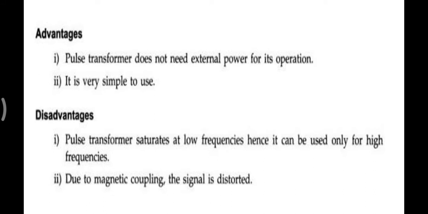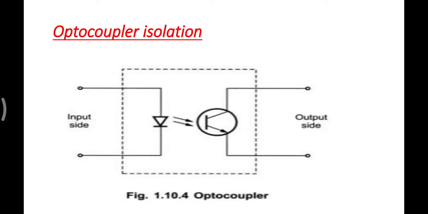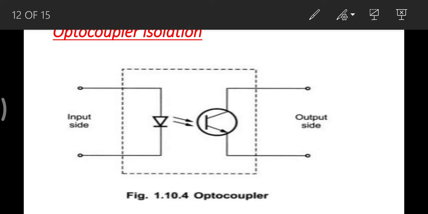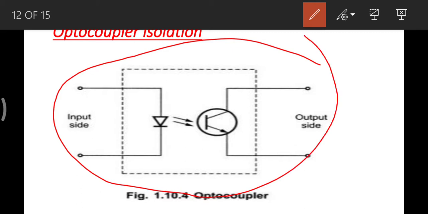Next, another isolation technique is by using optocouplers. This is the basic circuit diagram for the optocoupler. In the previous one, using the isolated pulse transformer, the connection is magnetic, and that magnetic effect may disturb the signal. To overcome that problem, here we are using optocouplers.